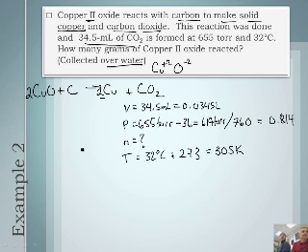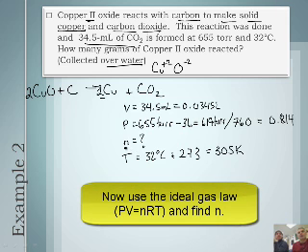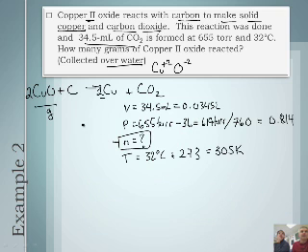So last time we did stoichiometry first, and then PV equals nRT. This time, you're going to solve for n, and then use stoichiometry to find the grams of copper 2 oxide. So PV equals nRT first, then stoichiometry. So let's do our PV equals nRT.